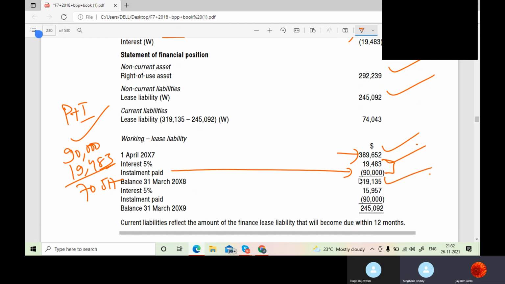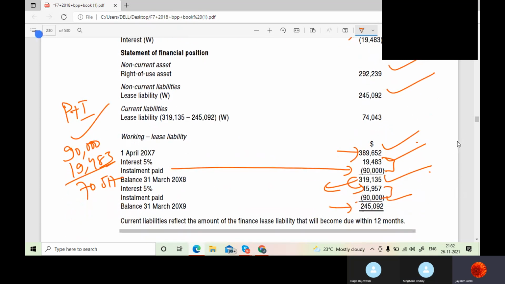319135, on this again interest. Okay, and then you made the installment payment. Difference of this, again the principal element, remove from this. You get this. So now just do that calculation. I'm waiting. Done, sir. Same thing. Okay.